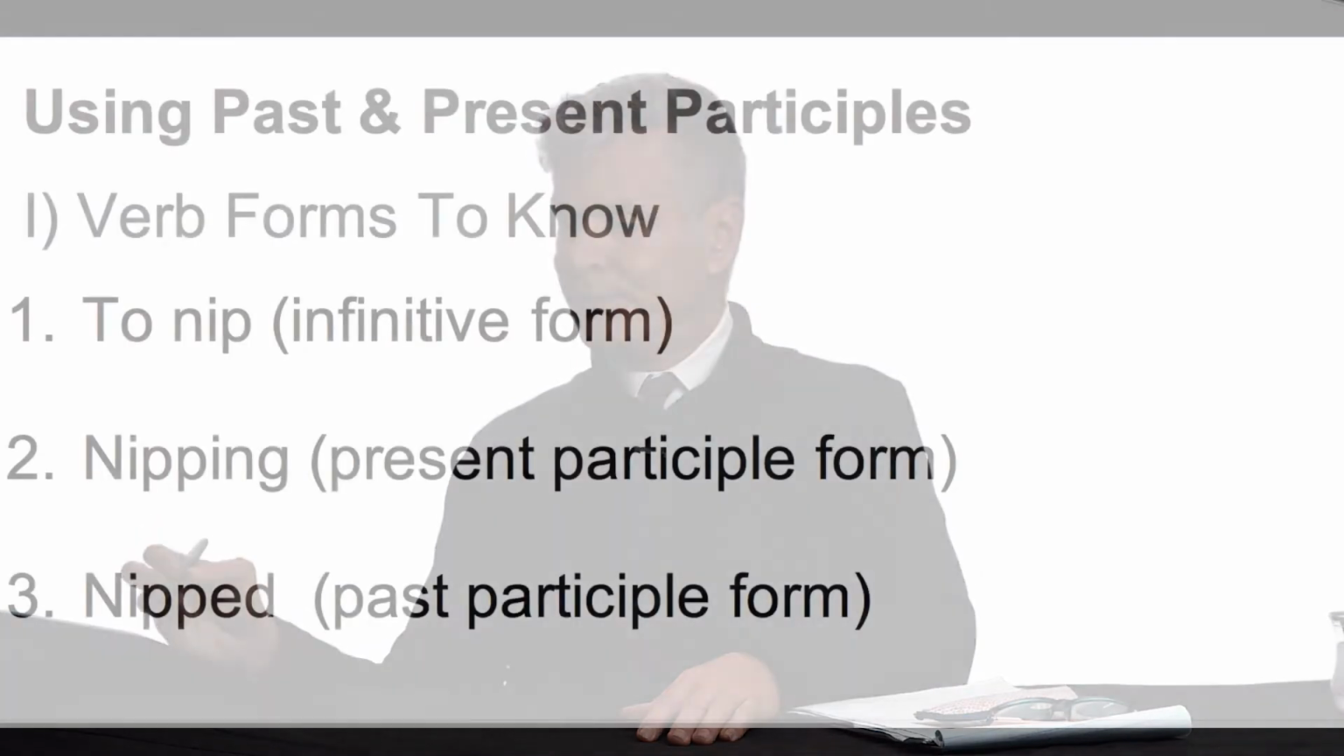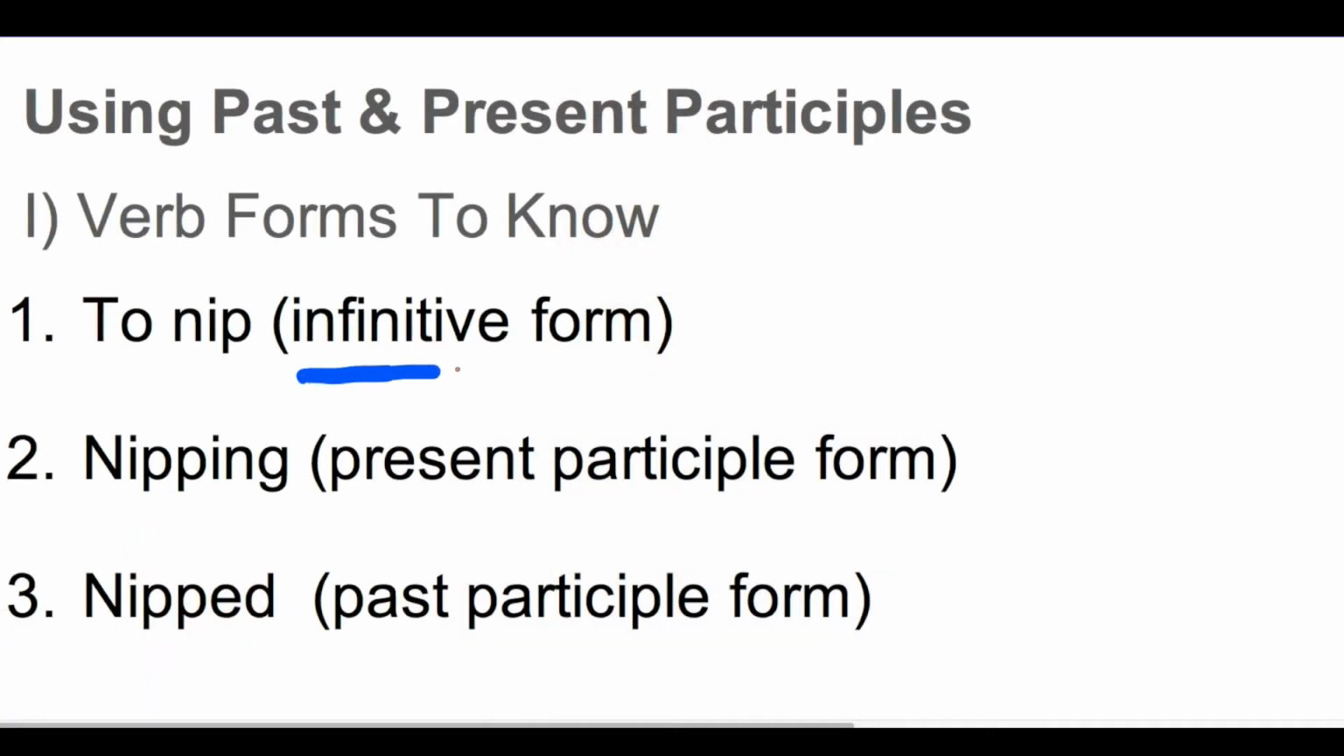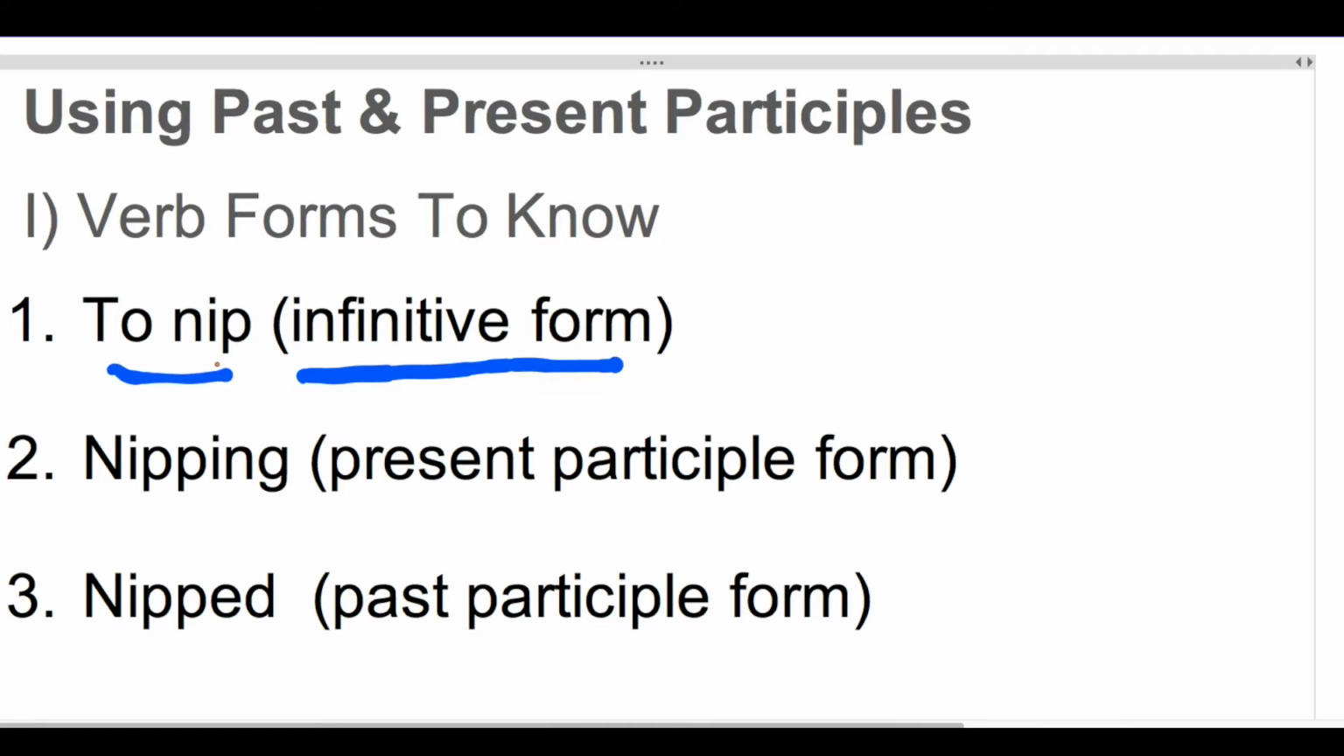So we'll start with the very, very most basic, just to define our terms, because you may or may not have heard of these things. So past and present participles. Every verb has one. So we'll start out here. To nip, or to smoke, or to drink. That's the infinitive form. And we'll talk about how to use that later in a different lecture.